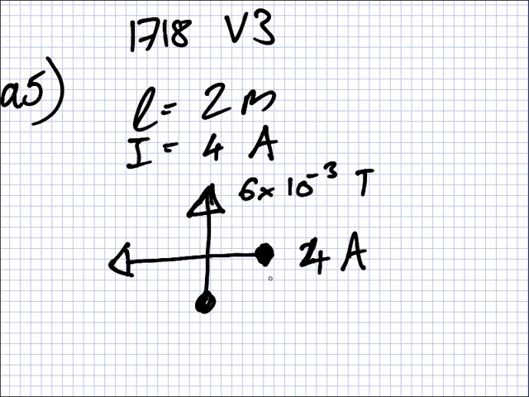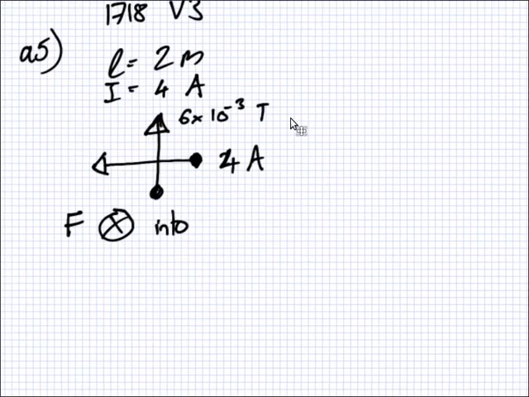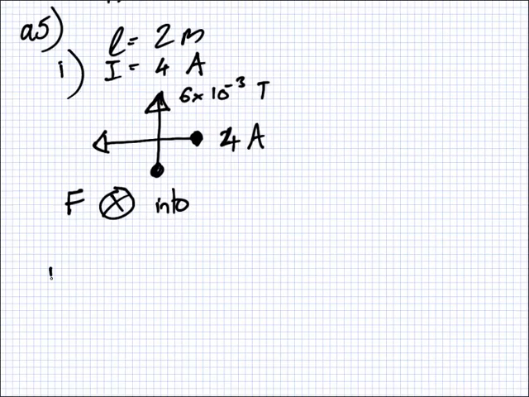Left-hand rule. Look, I need to look at my left hand here. The B is north. That's the field. The I, the current, is left, so it's going to be west, I think. So the answer is F is into the page. A2. Determine the magnitude of the magnetic force on the wire. That's the formula.